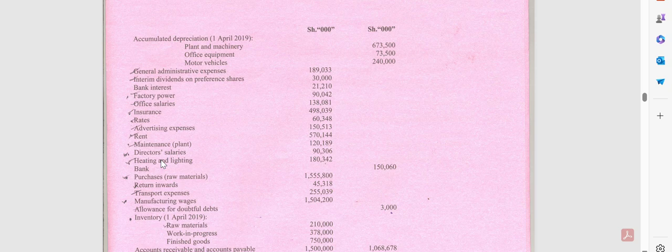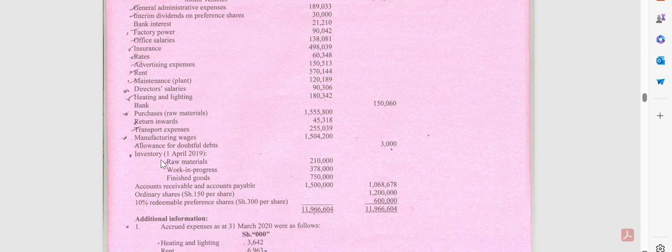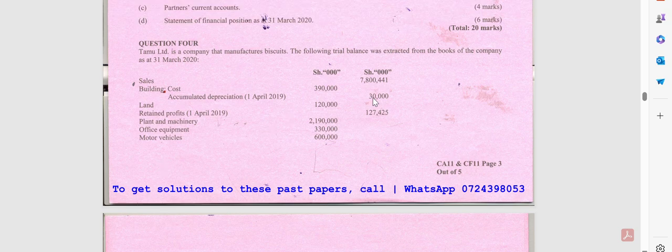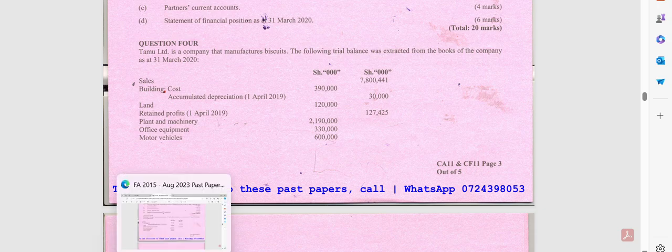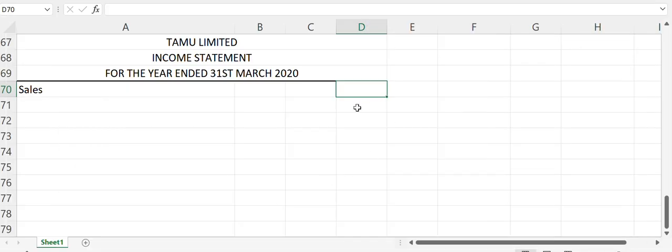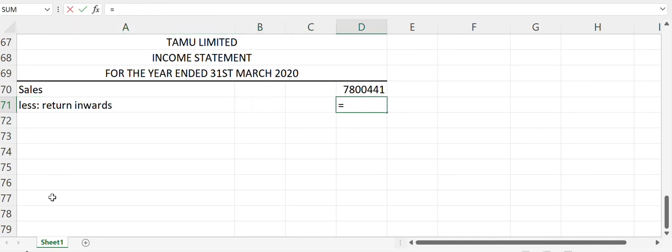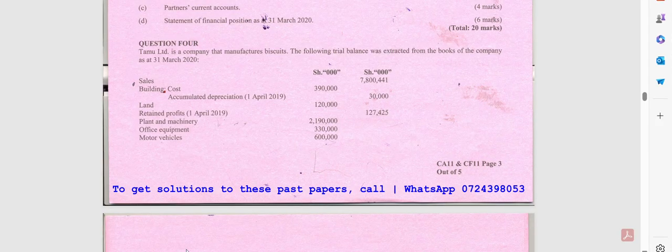Sales should be on the credit side. So let us try to trace it together. Yeah, it is there. It is 7,800,441. So we put it there. So that is that. Remember there was less return. If you can remember, we had return inwards. So we need to subtract the return inwards from sales.